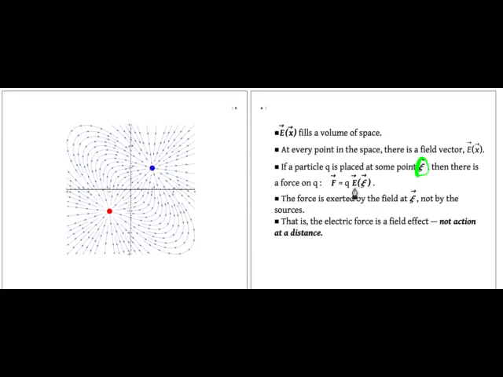So we call the electric field a force field. It exerts forces on charges. And the strength of the force is the charge in coulombs times the field at the position of the charge. So the force is exerted by the field at the point X, not by the distant sources. So it's not action at a distance. The electric force is a field effect. It's not action at a distance.